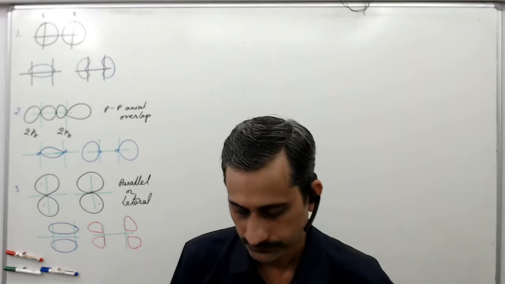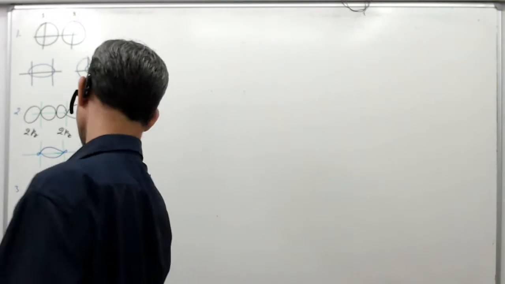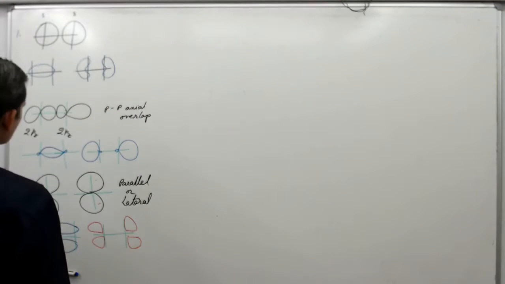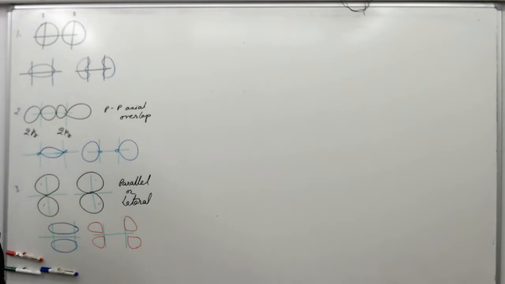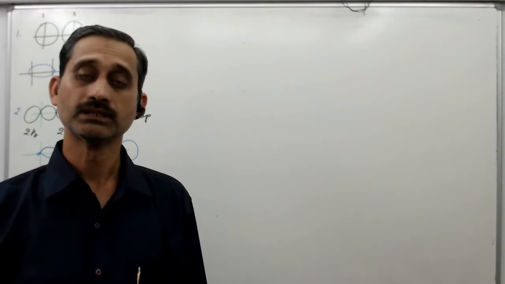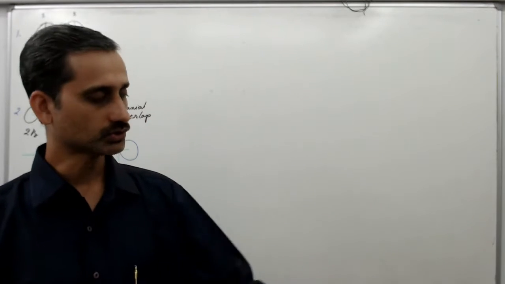Is that clear? That is what we have as sigma orbitals, and that's what we call sigma bonds. Now we can talk about these orbitals also, where the internuclear axis is actually the node, where the electron probability is the minimum on the internuclear axis. Let's talk about those orbitals also.